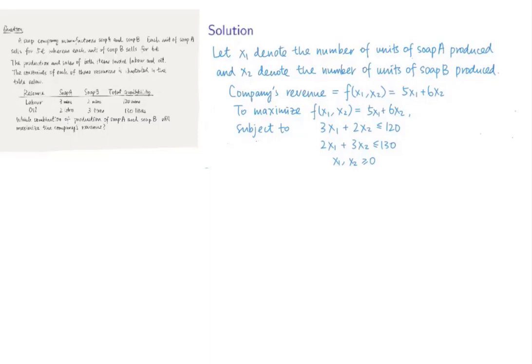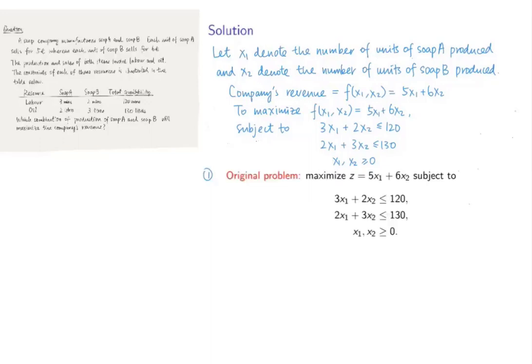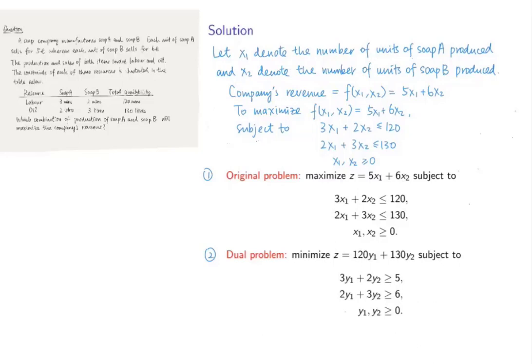So the first constraint on the labor working time is 3x1 plus 2x2 less than or equal to 120, and the second inequality represents the constraint on the amount of oil, which is 2x1 plus 3x2 less than or equal to 130. Consider this as a linear programming problem. This problem is to maximize z equals 5x1 plus 6x2 subject to these constraints, where x1 and x2 are non-negative.